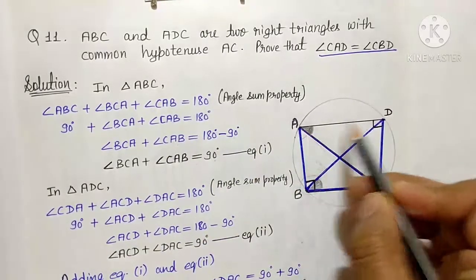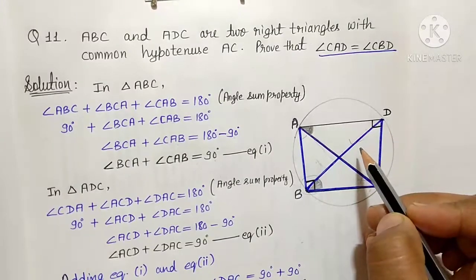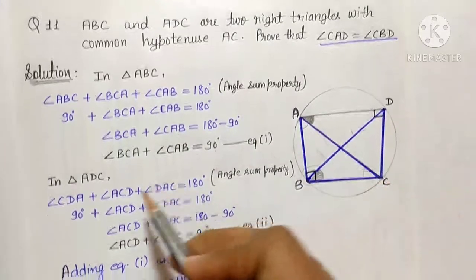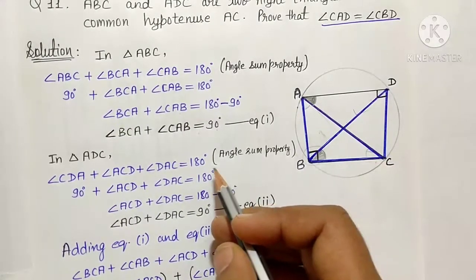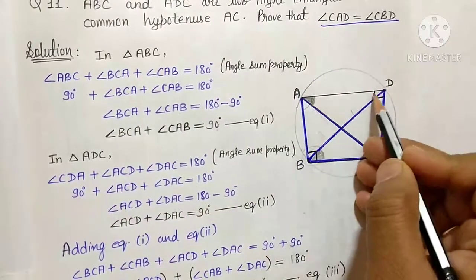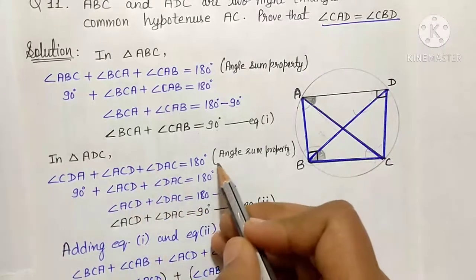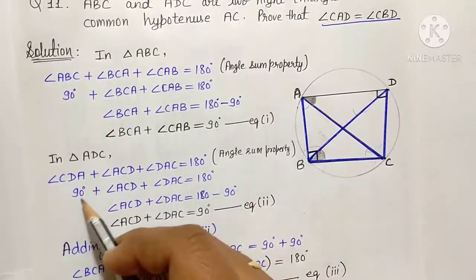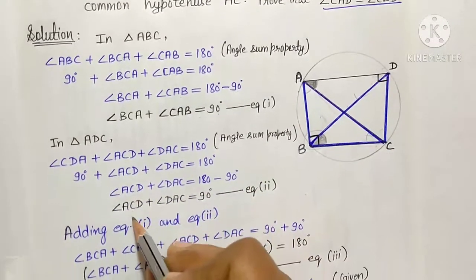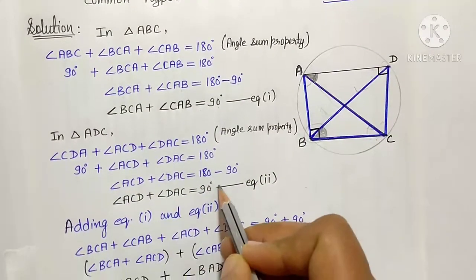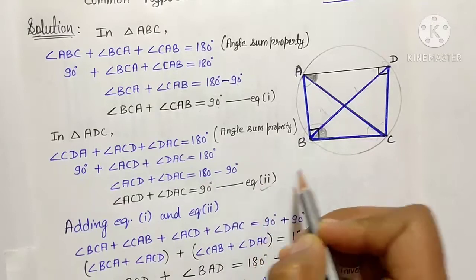Now in triangle ADC, upper triangle, where angle D is 90 degrees, again we are applying the angle sum property of a triangle, in which all the angles sum to 180 degrees. Therefore angle CDA is already given as 90, and the other angles we will write as they are. So angle ACD plus angle DAC equals 90. This is our equation number second.